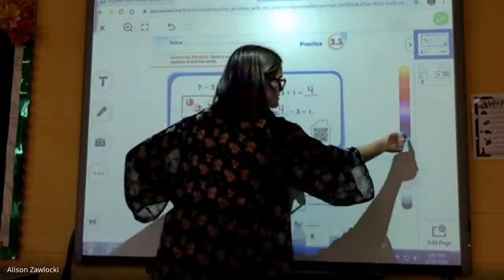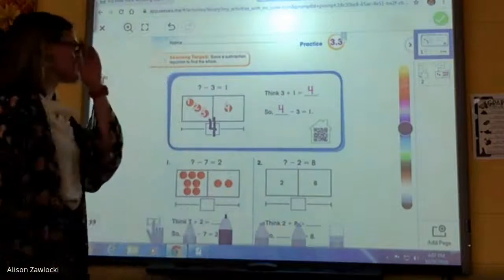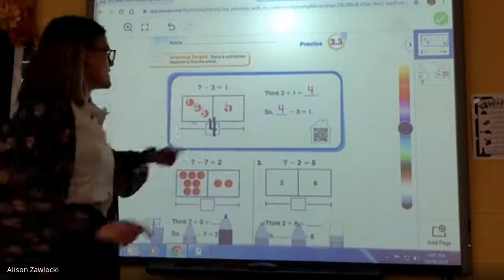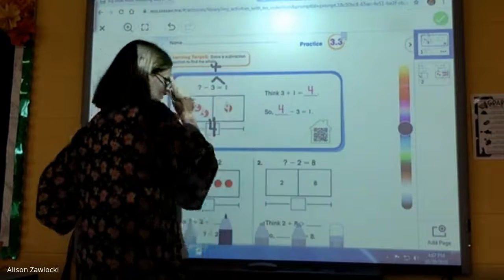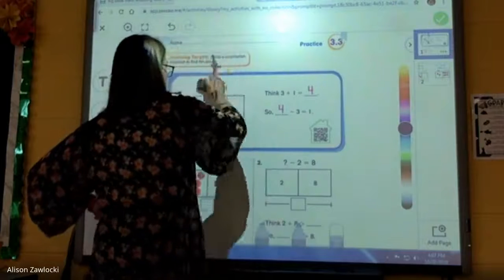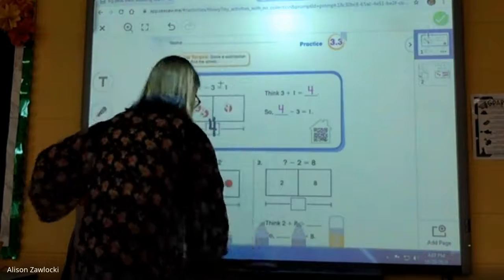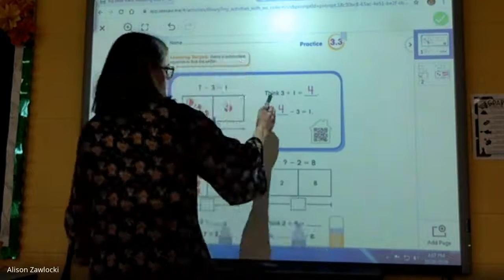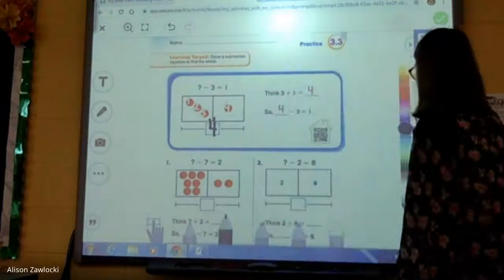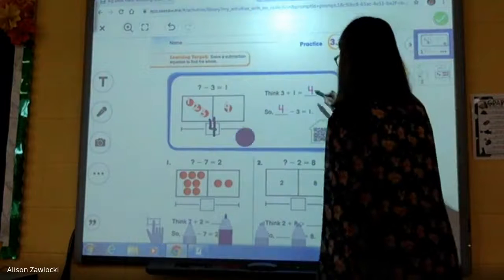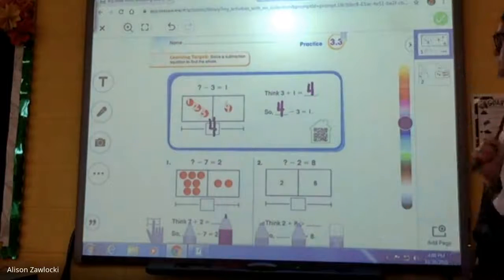How many counters do I have total? I have 4 counters, don't I? I have 4 circles total. So you have to think 3 plus 1. You have to add these 2 together to find out that number, right? So let's go ahead and do that. 3 plus 1 equals what? 3 plus 1 equals 4. So 4 minus 3 equals 1.